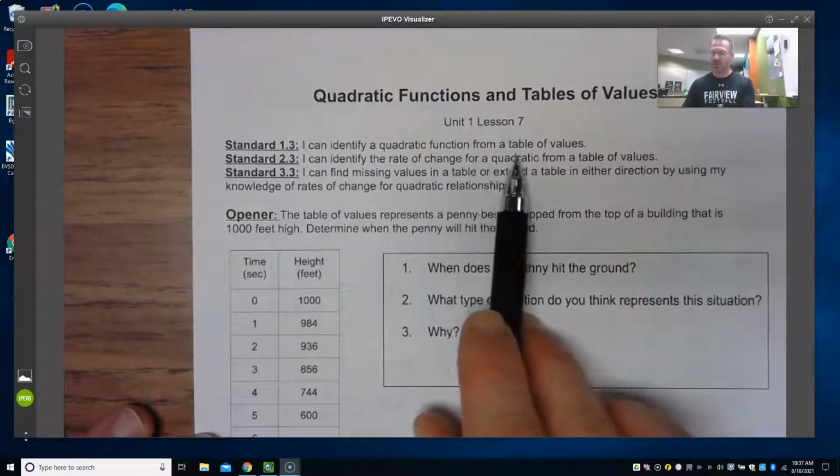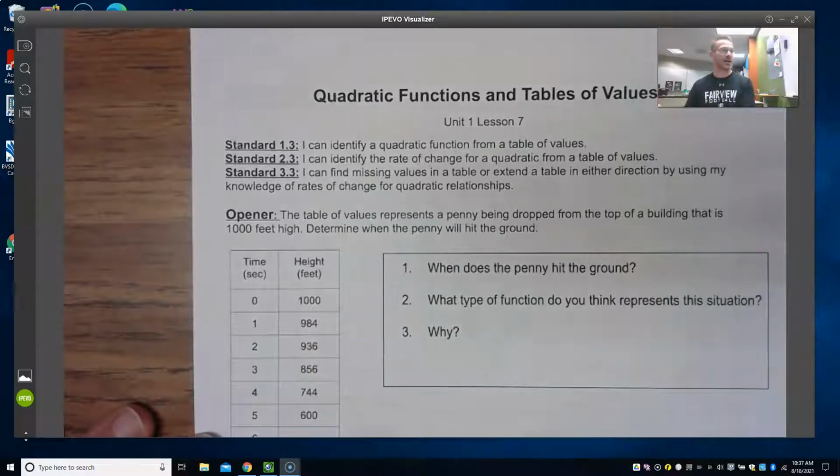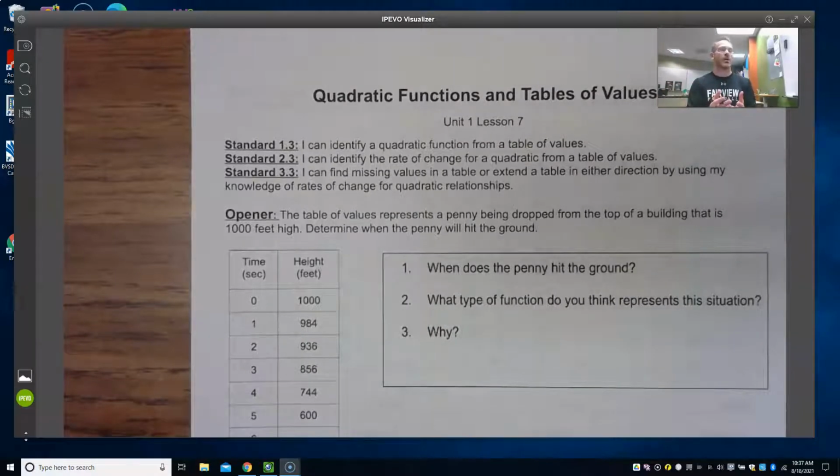1.3, I can identify quadratic functions from a table. I can identify rates of change for quadratic, and I can extend that table in much the same way we've done with linear and absolute values. So once again, the questions aren't changing. All right, so we're asking the same questions. What type of function? What's the rate of change? What's the next value? Or what's this particular value? So that's the good thing. So what you have to focus on then, because the questions aren't changing, is those defining characteristics of our functions.